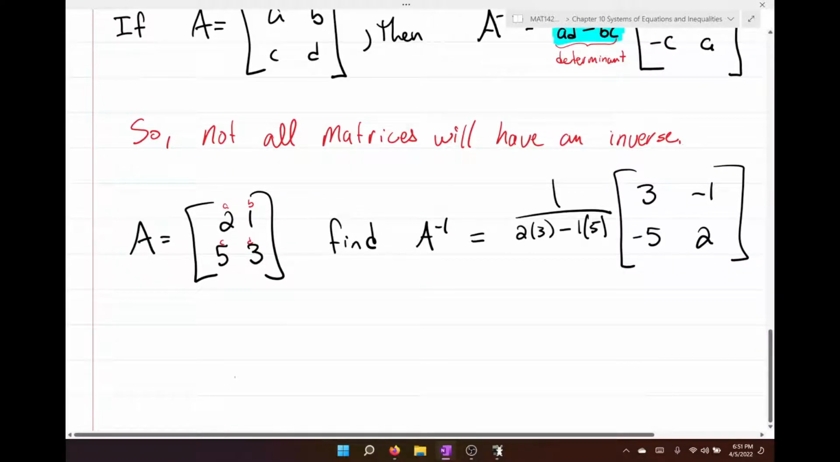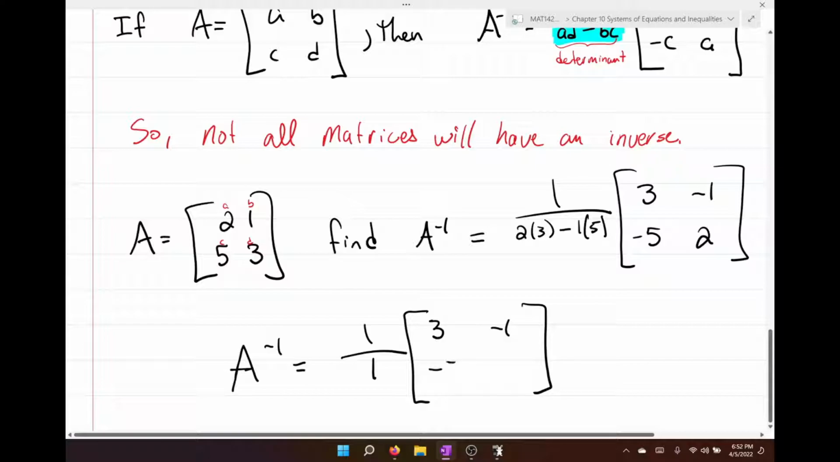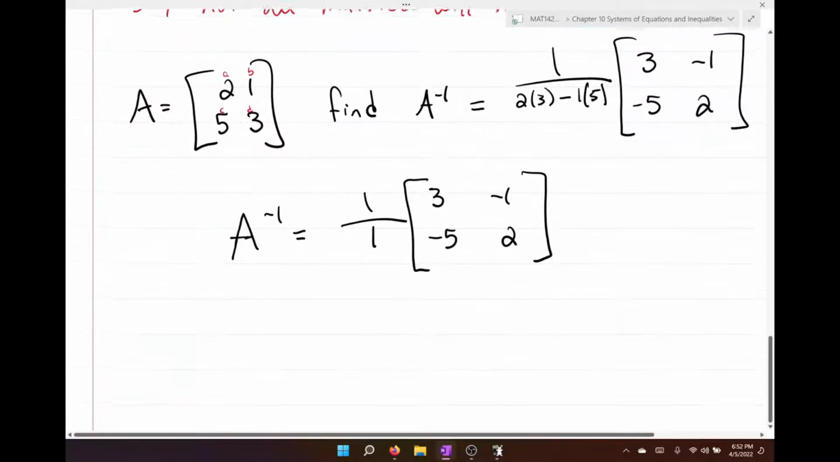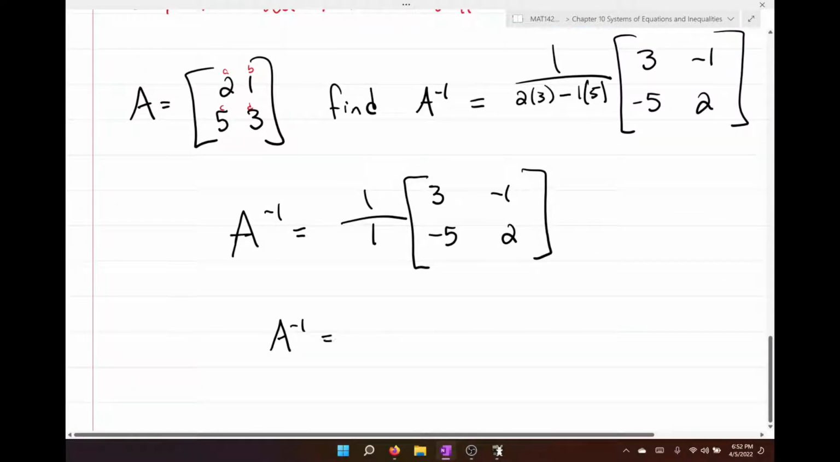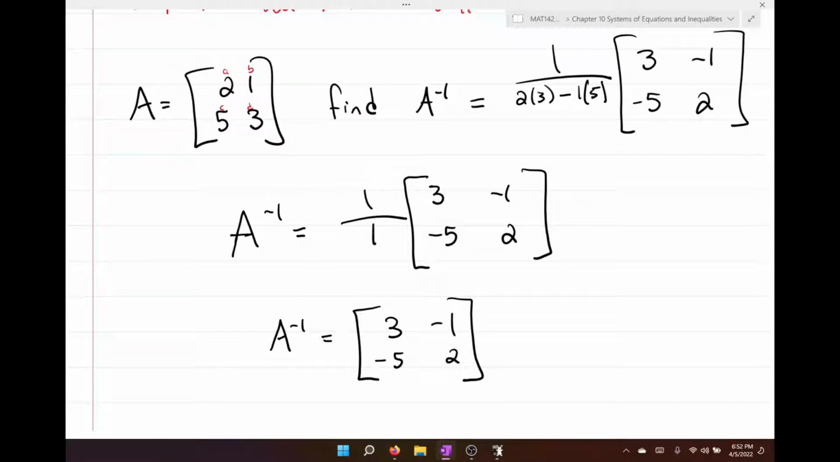So the inverse is going to equal 1 over, that's going to be 6 minus 5, so it's 1 over 1, times 3, negative 1, negative 5, and 2. Or the inverse is equal to 3, negative 1, negative 5, 2. All right? And congrats, you just found the inverse for a 2 by 2 matrix. Now, I'm going to show you how to do this on a calculator.